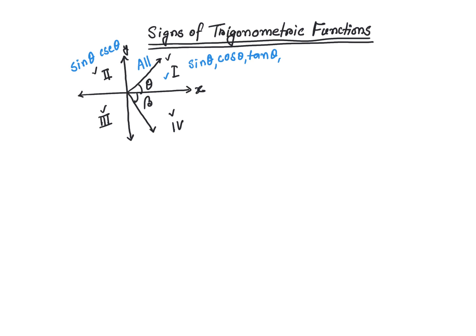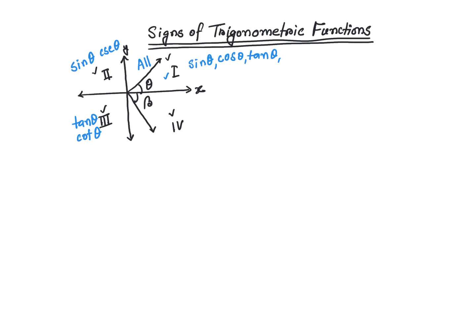And in the third quadrant, it is going to be tangent. If your theta happens to fall in the third quadrant, then tangent of theta and its reciprocal, which is cotangent of theta, are going to be positive. Other than that, everything else is going to be negative, such as sine and cosecant, and cosine and secant are going to be negative in the third quadrant.